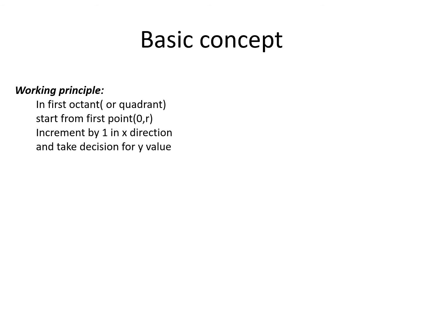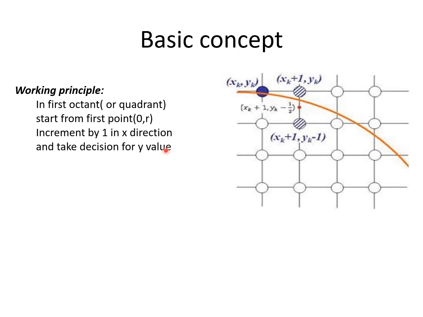The working principle is that in the first octant or quadrant, we start from the first point, which is (0, r), increment x by 1 always, and take a decision on the y value. So if this is the current pixel (xk, yk), we increment the value of x by 1 in every iteration inside the loop. Here, if this x is 2, then 3, 4 and 5. So we increment the value of x by 1 and we take a decision on the y value.